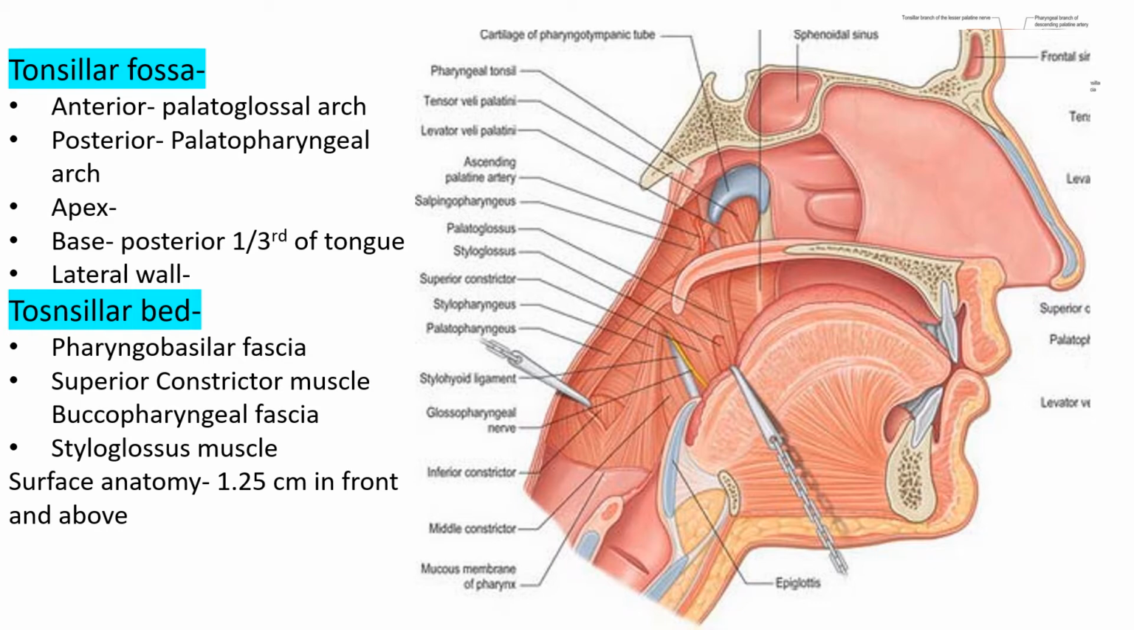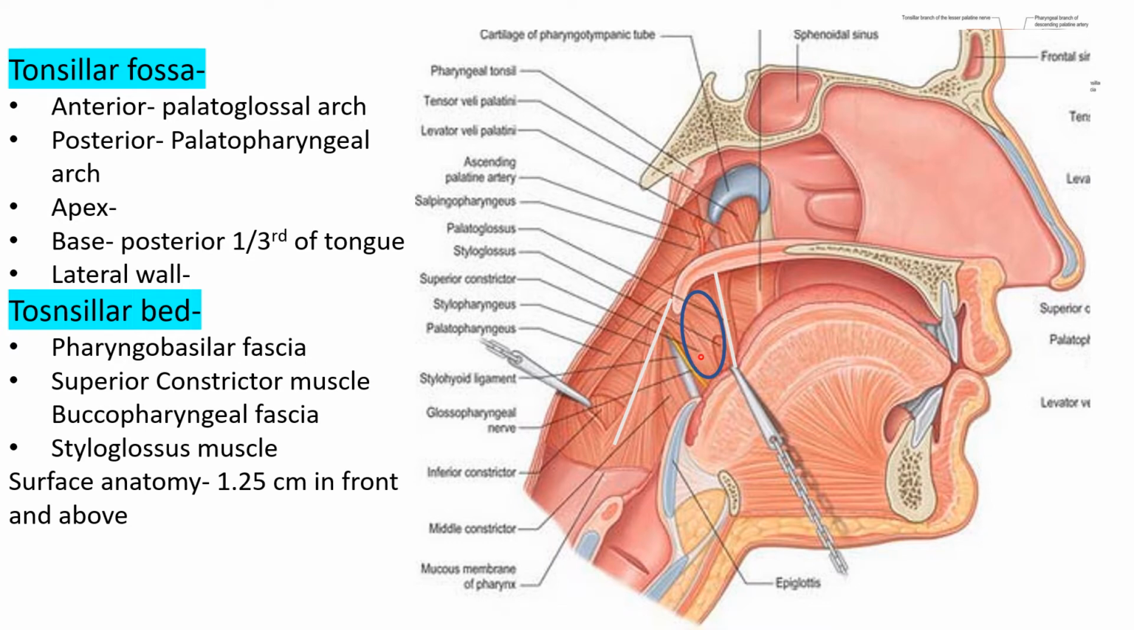Okay, so this triangular area is called the tonsillar fossa, the space, the depressed triangular area between these two arches, and the base is formed by the posterior part of the tongue. So this is the tonsillar fossa. Let's see. This is the tonsil, the palatoglossal arch, the palatopharyngeal arch. Fine. So these are the boundaries over here. The apex is formed by the meeting of the two arches and the base by the posterior one-third of the tongue.